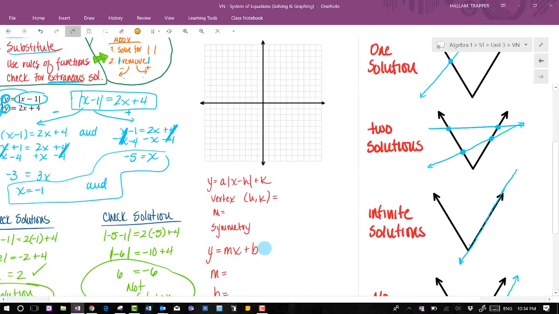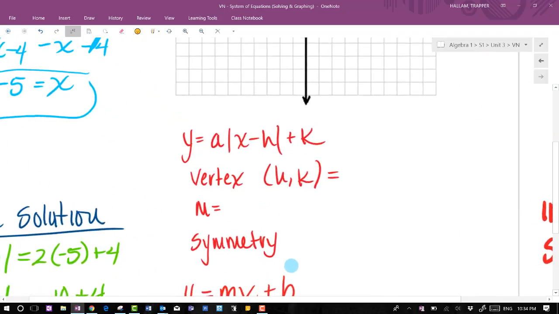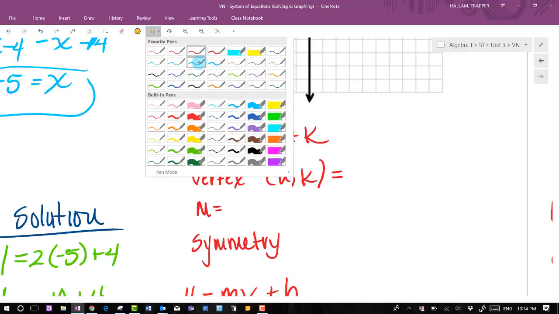So with this graphing one, we have to remember some of our techniques for absolute values. We could make an evaluation table here and plug in values, but let's try some of our techniques with absolute values. In absolute values, we know that we have the vertex form.